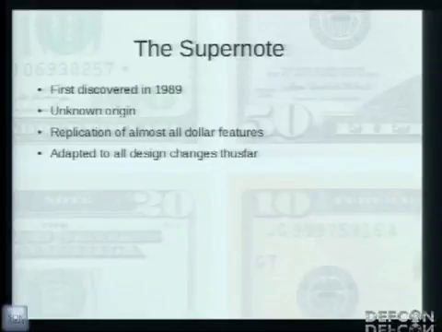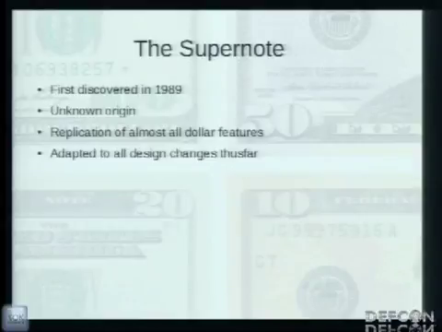Lastly, I'd just like to touch upon the supernote, which is what inspired this talk to begin with. The supernote is different than the type of counterfeit that I described in this proposed attack, in that it replicates all major features of the bills. So this includes the paper, the intaglio printing, the OVI, everything. And it does so with very high precision.